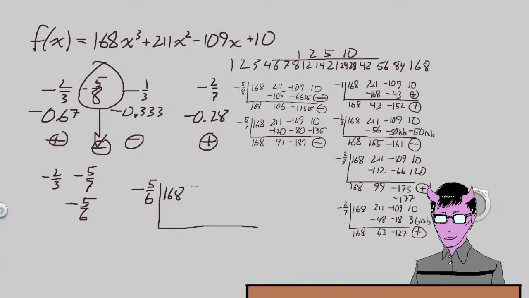So we have 168, 211, negative 109, and 10. So please work. We have 168 divided by 6 is 28. 28 times 5 is 140. I'm going to cheat using a calculator, so it's negative 140. Summating that one is 71, right? Yes. Right? Yeah. Okay.